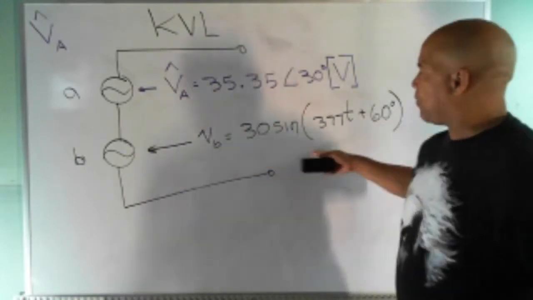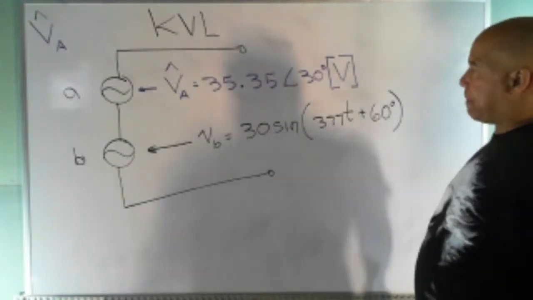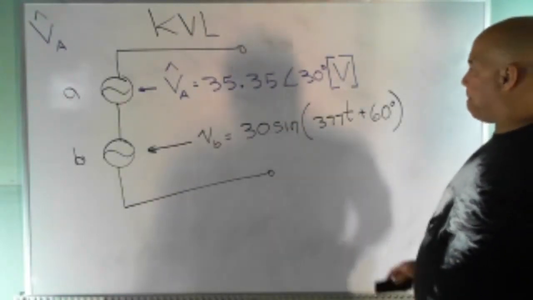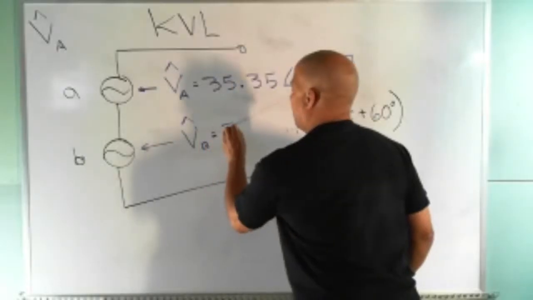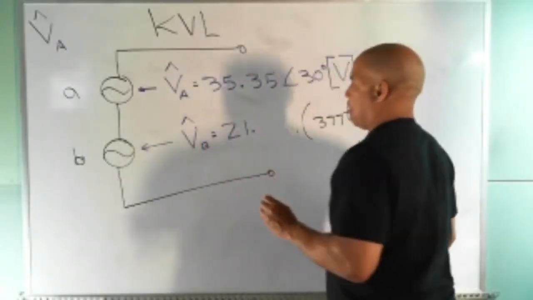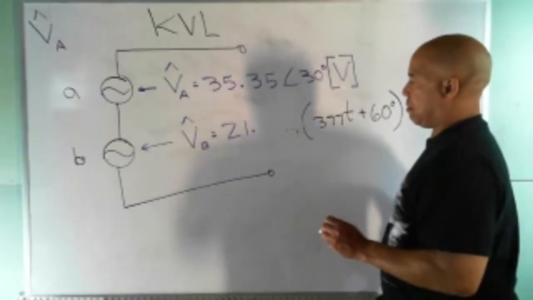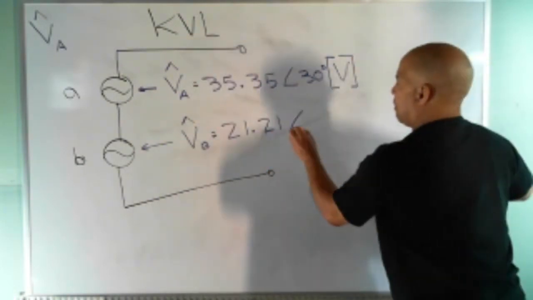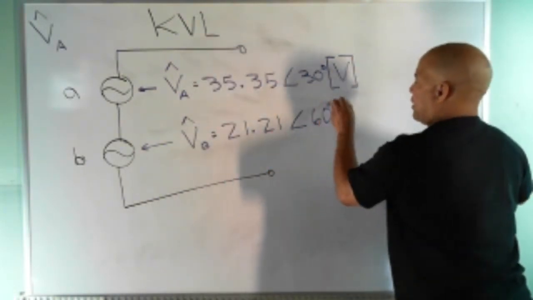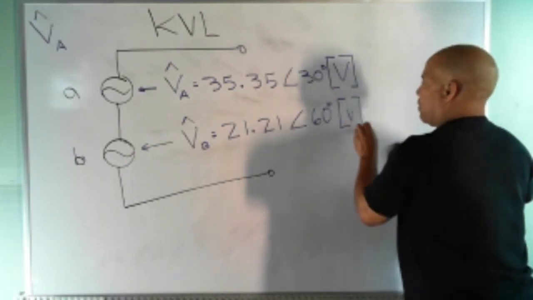So let's express this now as a phasor. What would this one be? The RMS is 21.2. Okay, so it's 21 point what? 21.21. And the angle is 60 degrees. My units are volts.